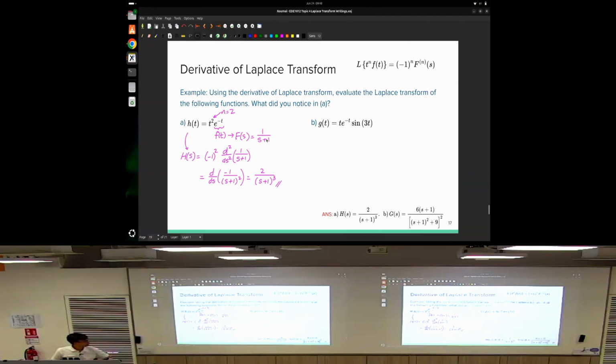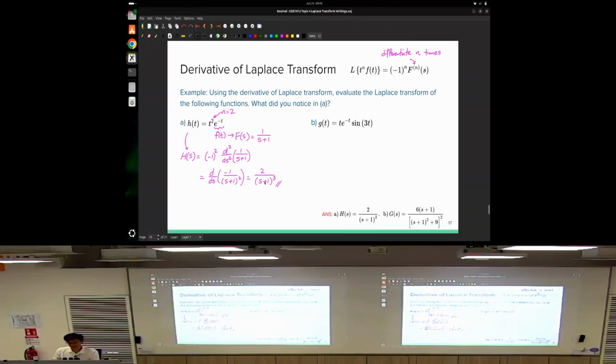Yep, this one. Not power, this one is differentiate. The bracket means differentiate n times. This one means differentiate n times. What is n equal to here? n equals 2, because this is s plus 1 to the power of minus 1. Any other questions? Okay, so you see this result.